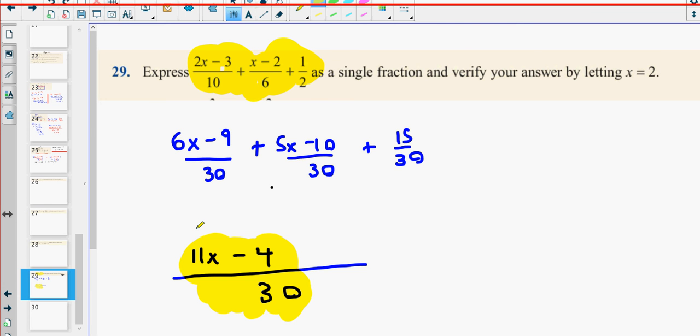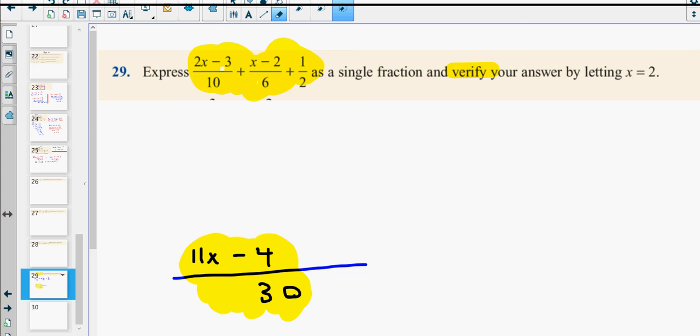Now, you'll see the word verify. Verify means check that the first yellow blob is the same as the second yellow blob by replacing the x with 2. Does that make sense? So I'm going to slowly go around replacing the x's with 2's. Anywhere there's an x, I'm going to put in a bracket 2 to begin, okay? So let's go for this one here. 2 and 2. All right, 2 bracket 2. 4 take away 3. 1 over 10. 2 take away 2.